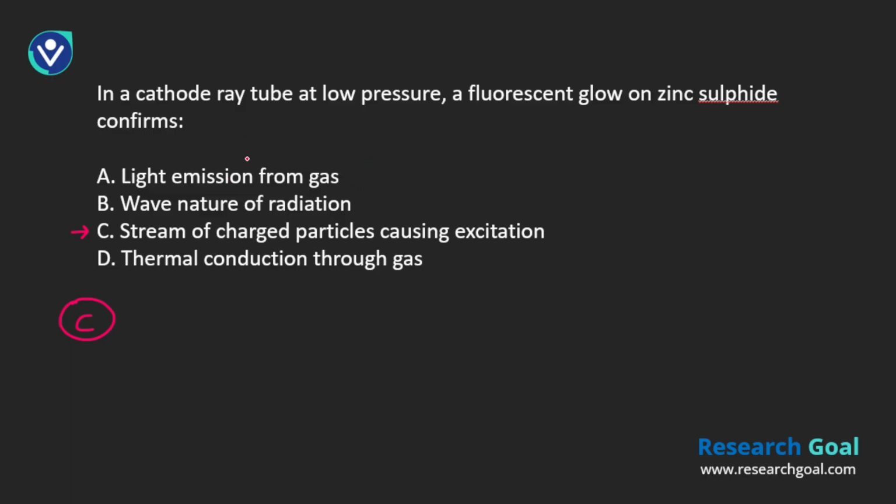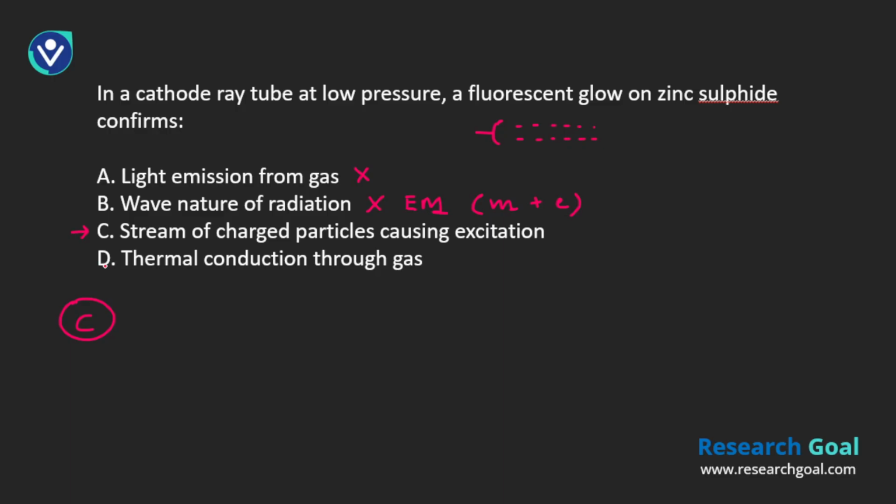As you have seen, and I've also discussed in my video, the cathode ray that is emerging from the cathode is basically not coming from the gas itself, because that is coming from the electrode. That is why this option is incorrect. B, wave nature of radiation. Cathode rays are not EM waves, we need to know that. They are particles with mass and charge, so they are not electromagnetic waves, so this option is also not correct.